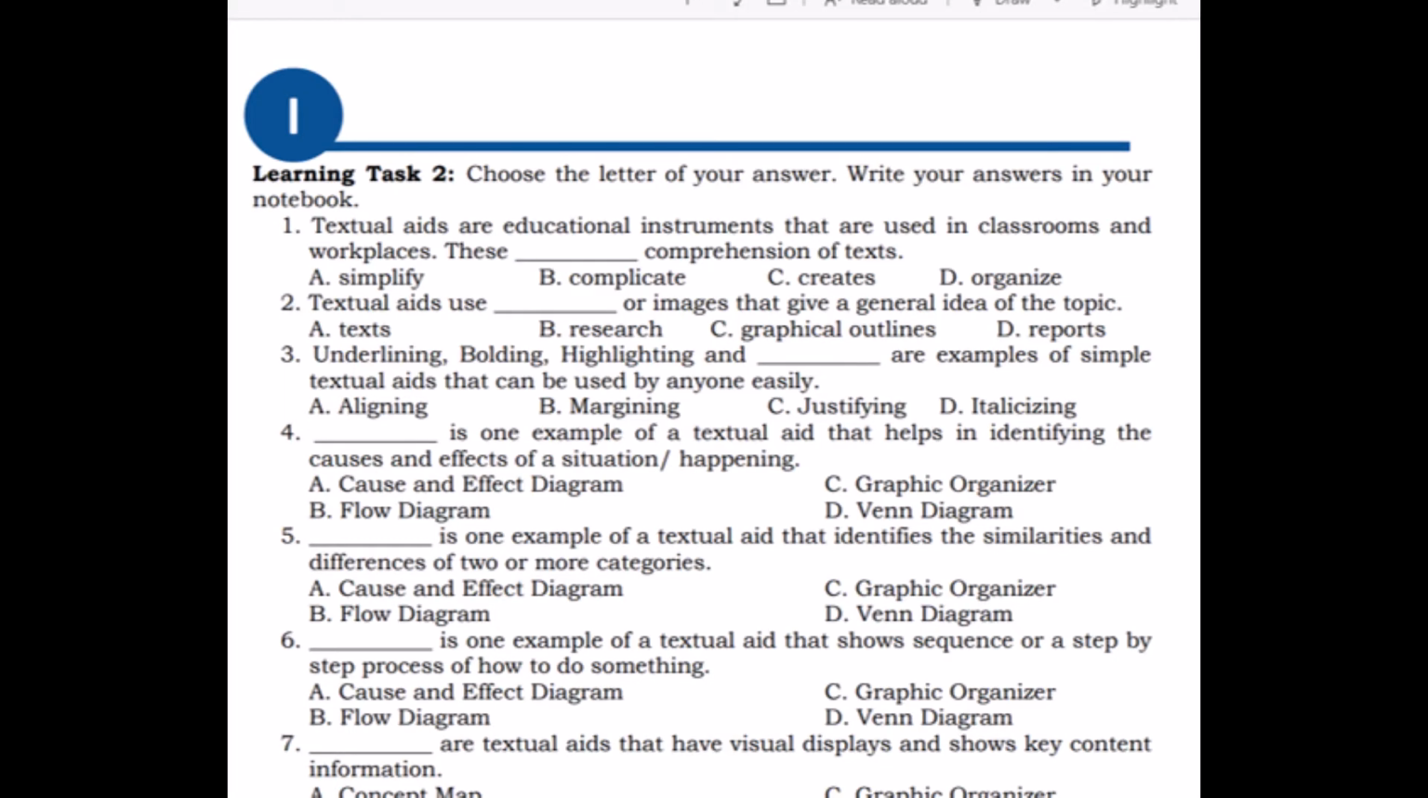The first task for day 2 is learning task 2. Choose the letter of your answer. Write your answers on your paper. This one can be answered based on the discussions and lectures included in this second week of the module. So make sure you have read everything on pages 12 to 13.